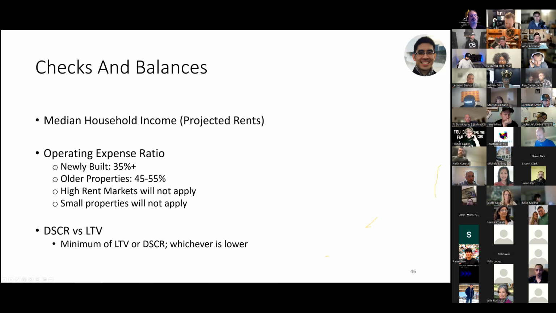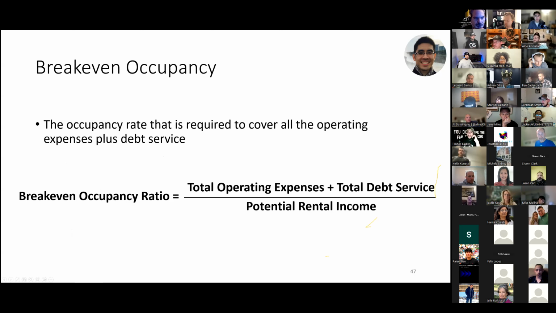And again, the last is your loan, the DSCR versus LTV. If your lender can approve you for a 75% LTV, you probably did well on your underwriting. And then the last one is break-even occupancy. The break-even occupancy is basically the occupancy rate needed to break even or to start making a profit, depending on if you're a cup half empty or a cup half full person. So that's the sum of all the operating expenses and the debt service, and you divide that by your potential rent income. That gives you your break-even occupancy ratio.